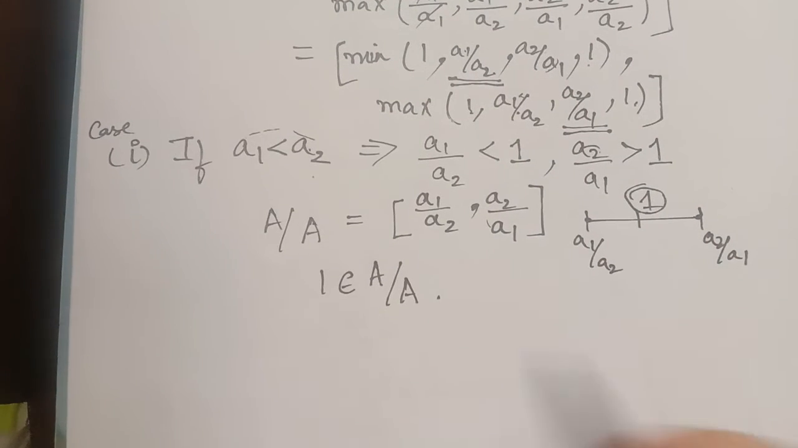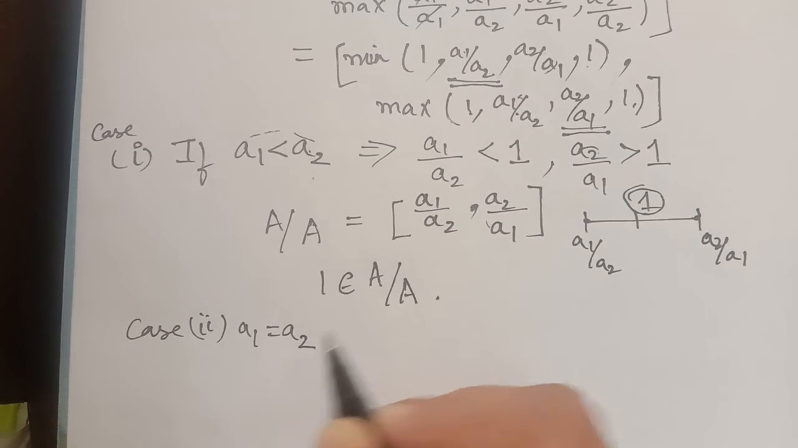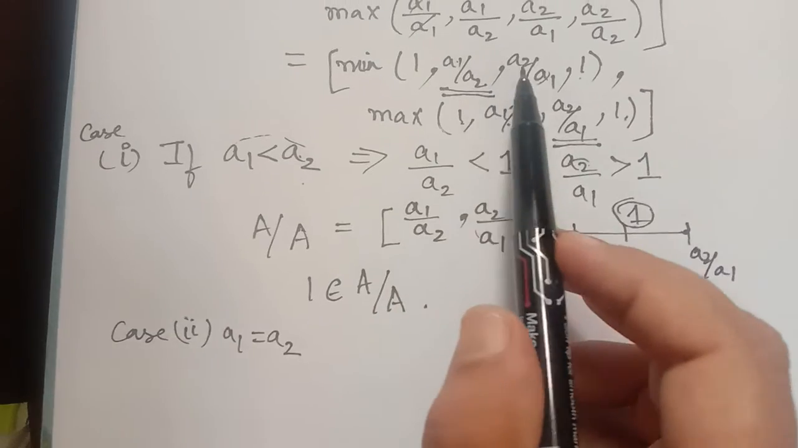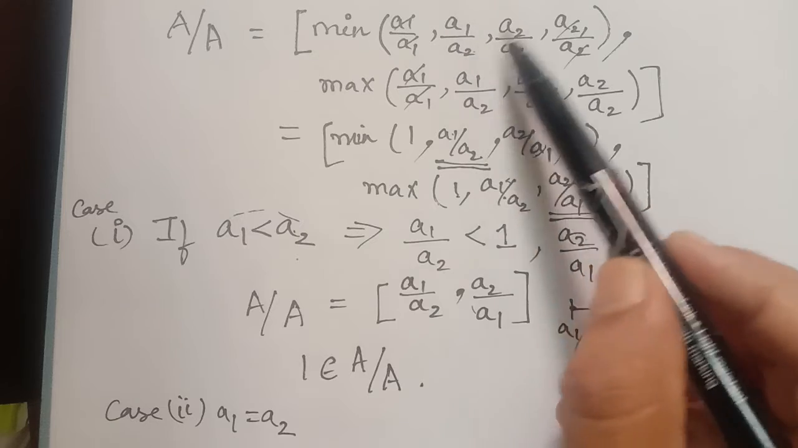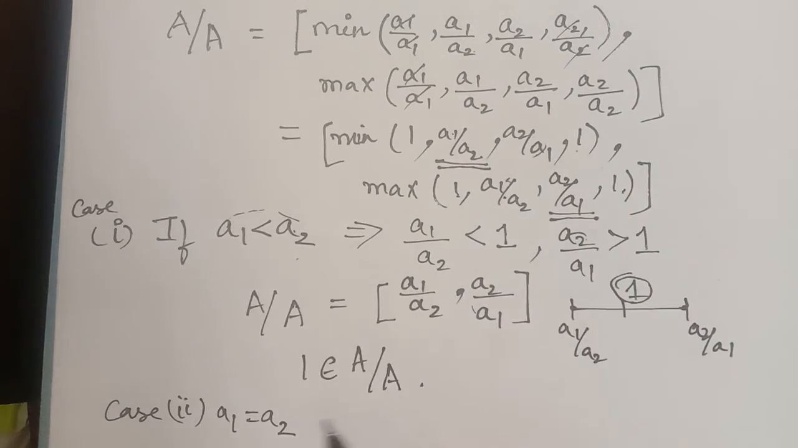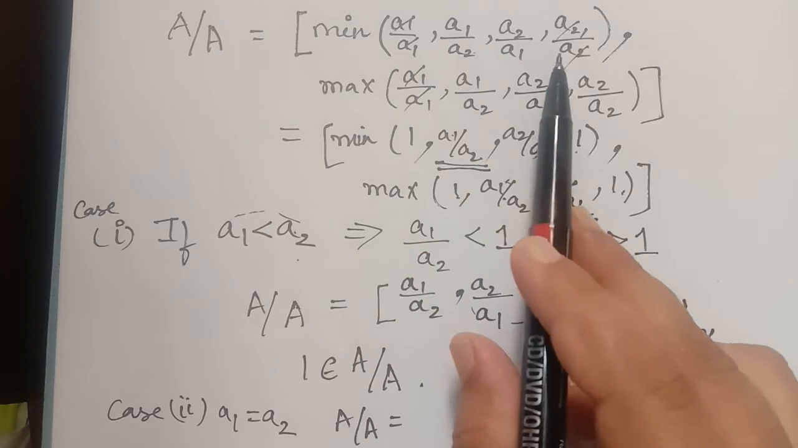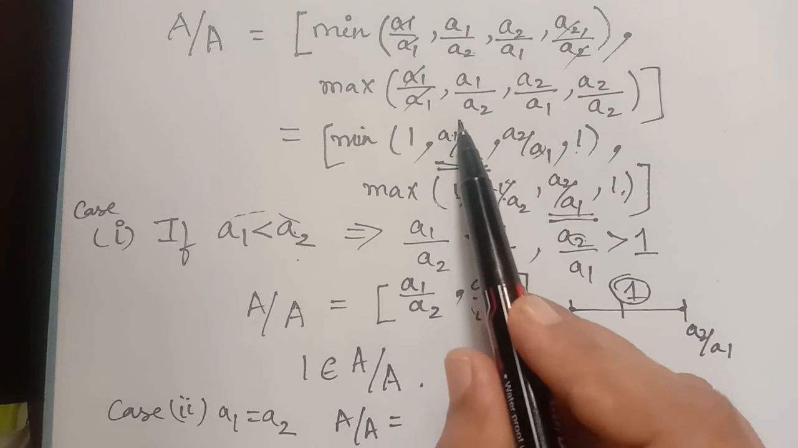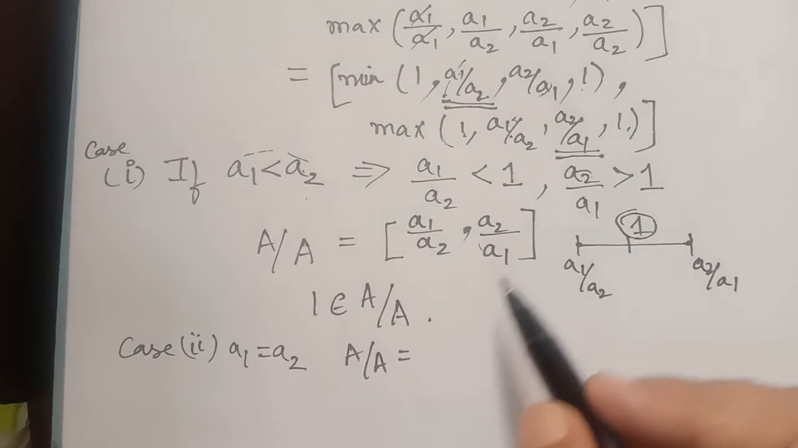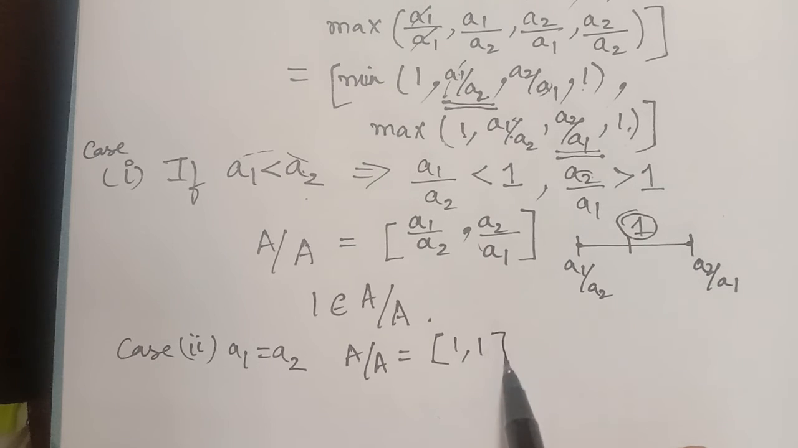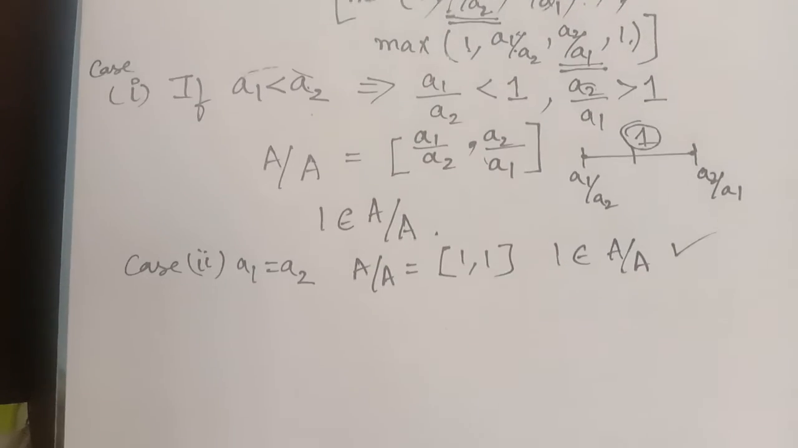Now the next case is case 2, where a1 is equal to a2. If a1 is equal to a2, then all these terms will get cancelled. Therefore A by A will be equal to the minimum of all the terms, which will be 1, because a1 equal to a2 means it will become 1. The minimum of 1 is 1 only. So the interval will be [1, 1]. Obviously 1 is an element of A by A in this case. So case 2 is also verified.